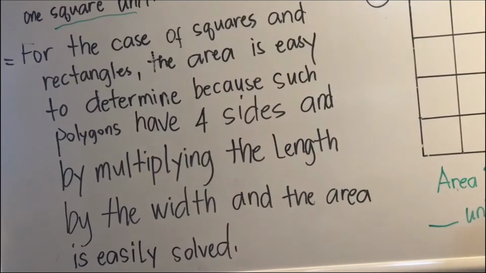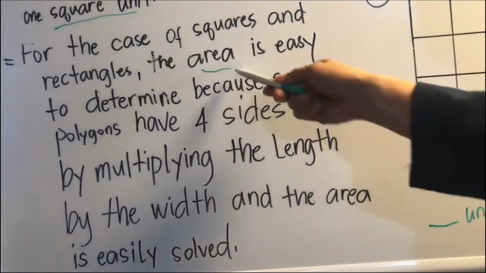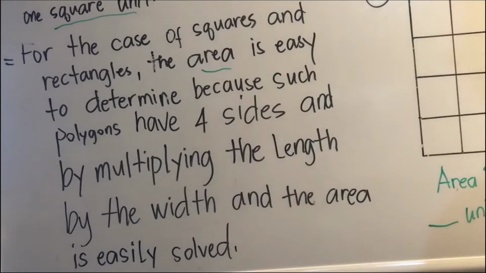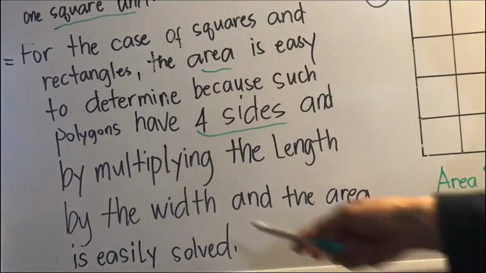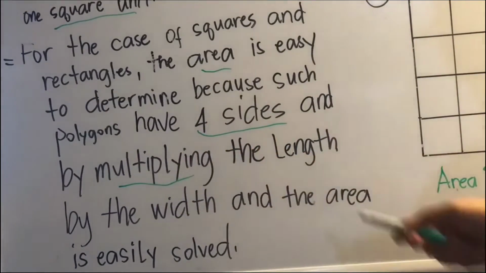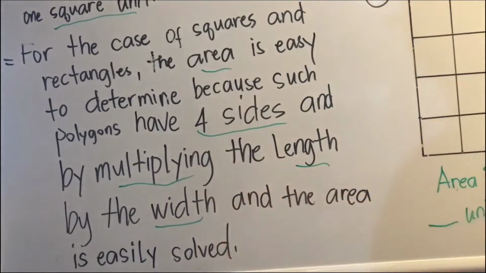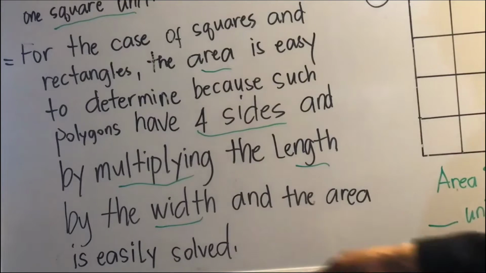For the case of squares and rectangles, the area is easy to determine because such polygons have 4 sides. By multiplying the length by the width, the area is easily solved.